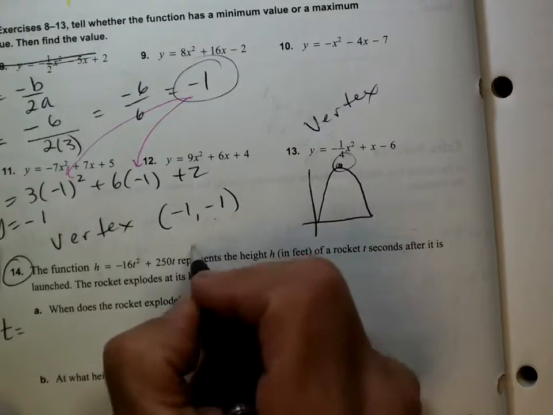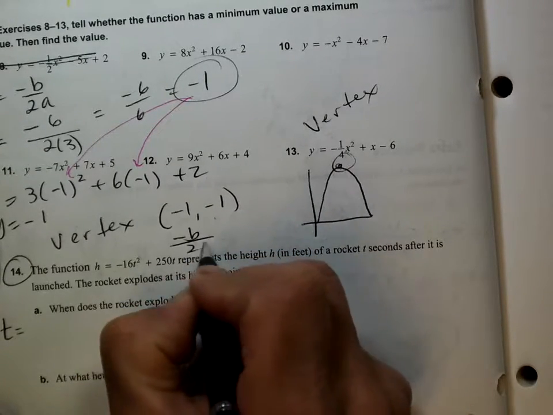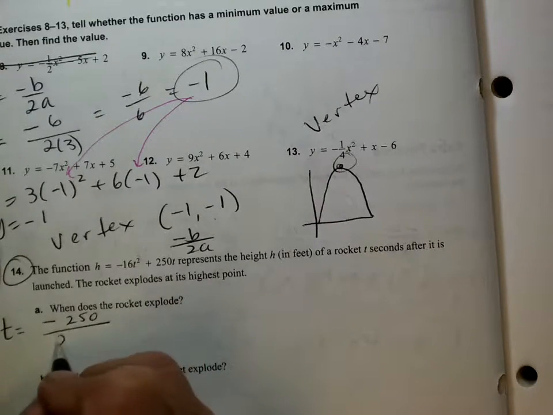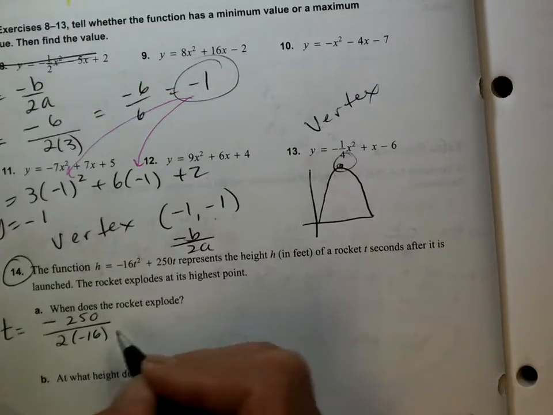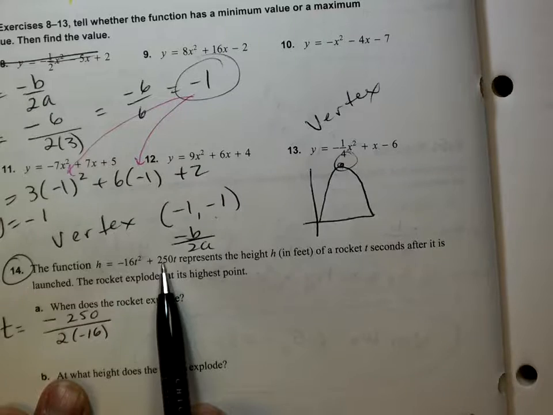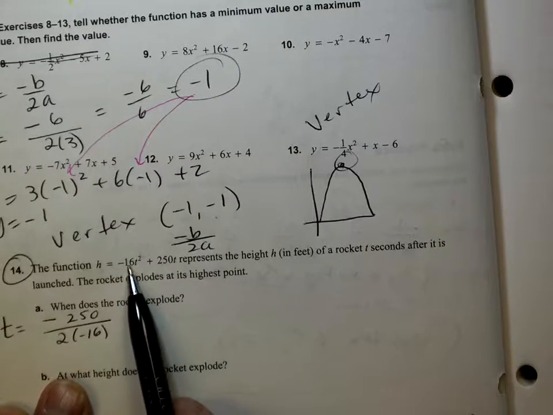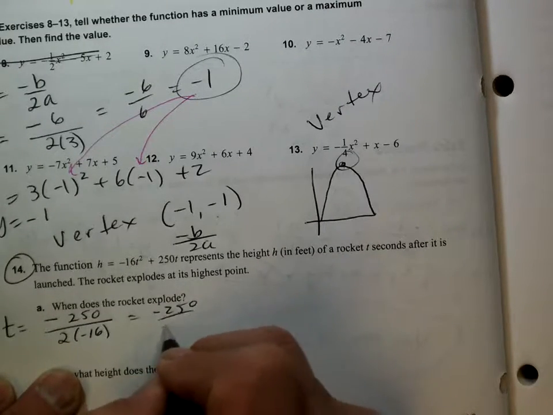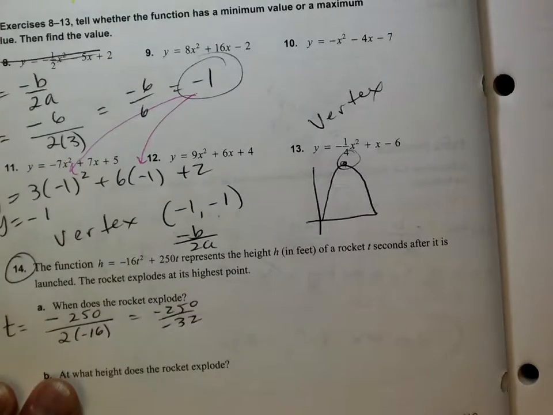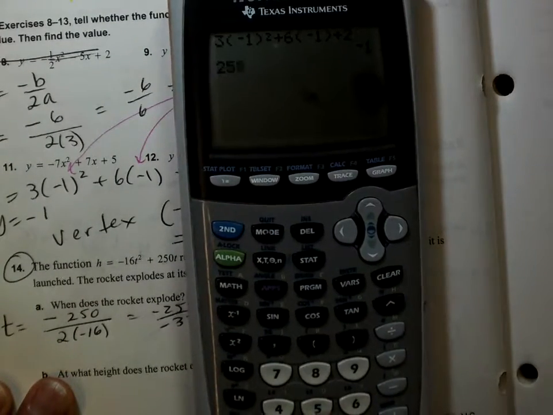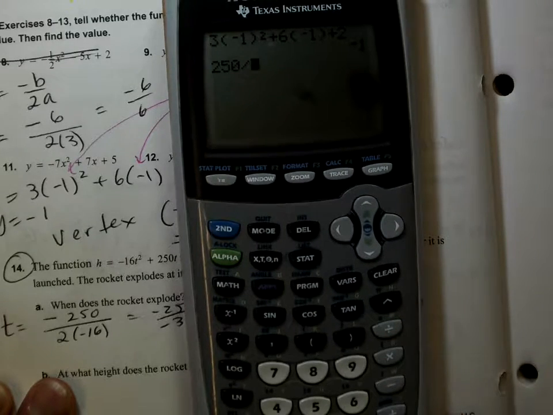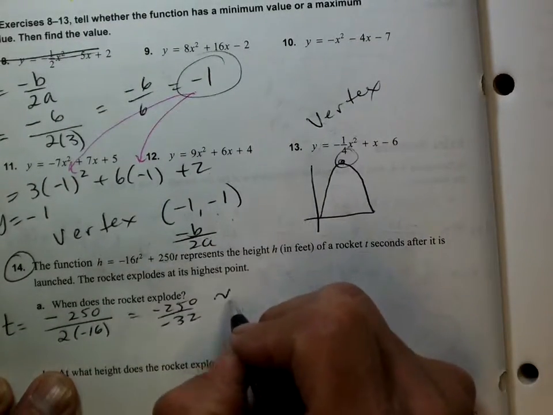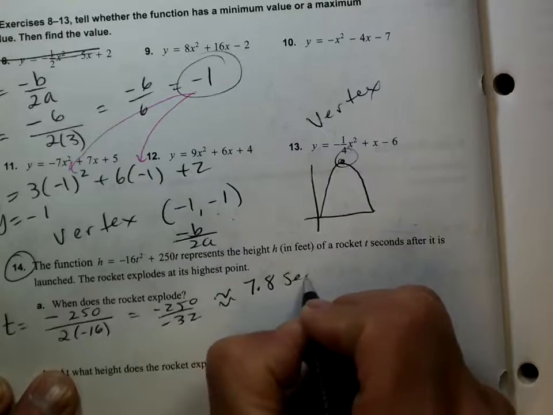Negative b over 2a, right? We're going to use our negative b over 2a. So I'm going to go negative 250 over 2 times negative 16, okay? So I'm going to put my negative 250 in for b, and my negative 16 for a. That's the same thing as negative 250 divided by negative 32, and let's use a calculator, right? Okay, 250 divided by 32, and I get an answer of about 7.8 seconds.